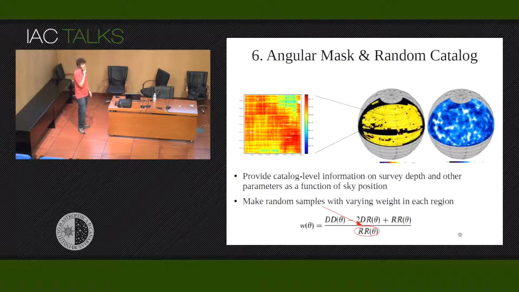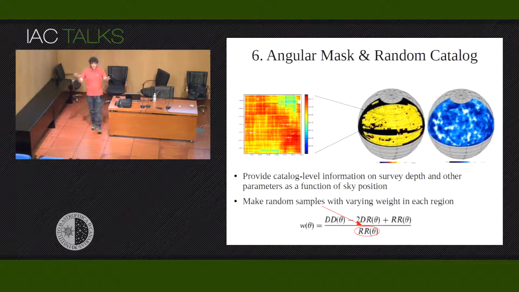Also, and quite important that we need to have well under control, is the angular mask of our survey. We need to provide to the collaboration the information of survey depth as a function of sky position. As I said, the angular correlation function is obtained from data by comparing the distribution of galaxies to a uniform random catalog sample. But this uniform random sample must follow the depth of the survey.